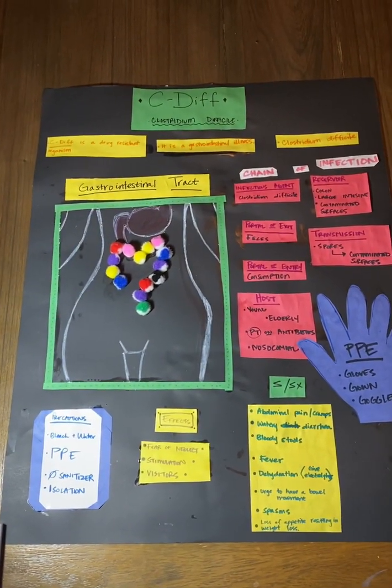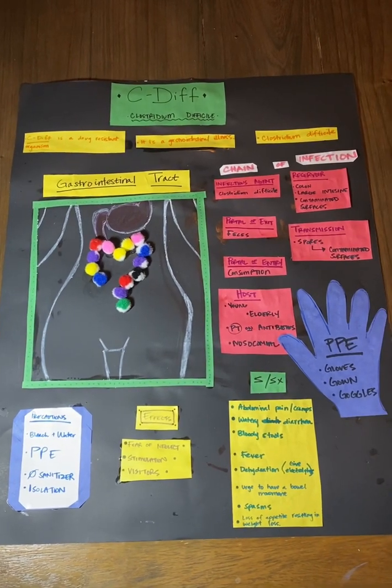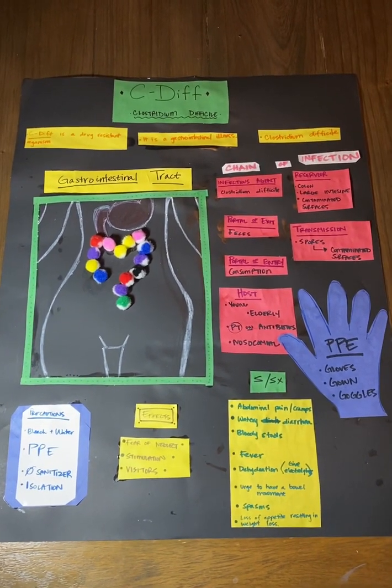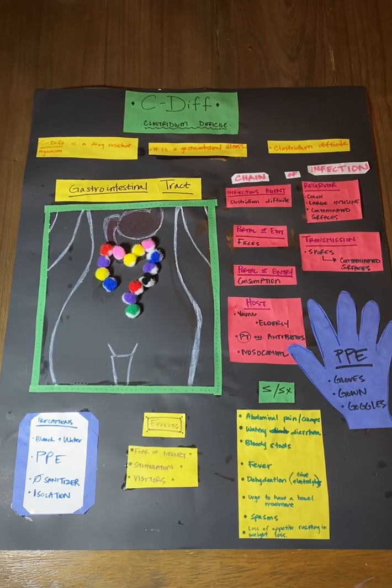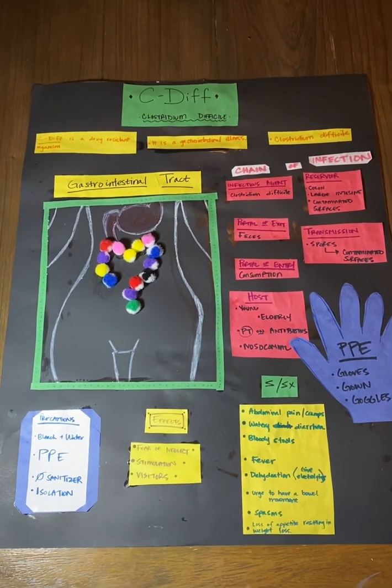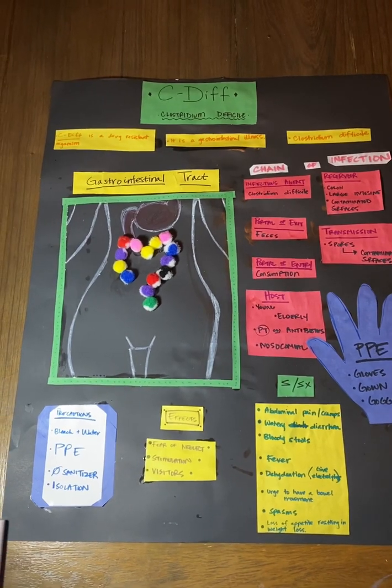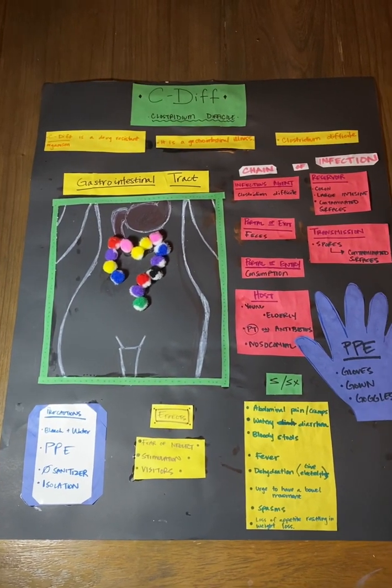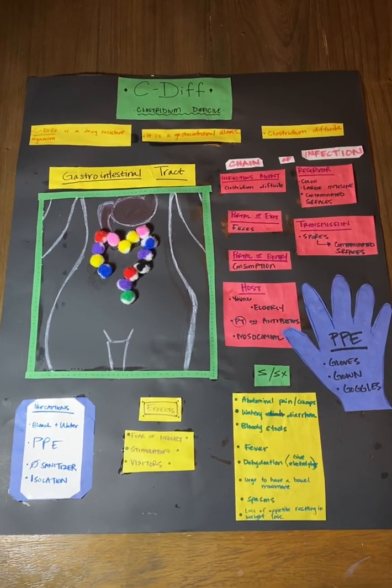How that happens is when a patient is on too many antibiotics, it kills off the good flora, leaving the Clostridium difficile to go into an overgrowth, causing inflammation in your gastrointestinal tract.